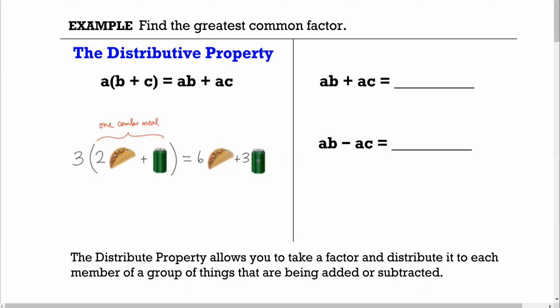So if we have AB plus AC, we can essentially unmultiply that by writing it as the GCF, A, being multiplied to B plus C. And then analogous to that, if we have AB minus AC, we can rewrite that as the GCF of A being multiplied to B minus C. Okay, so let's just remember that as we are looking at some of these additional factoring questions. So let's take a look.